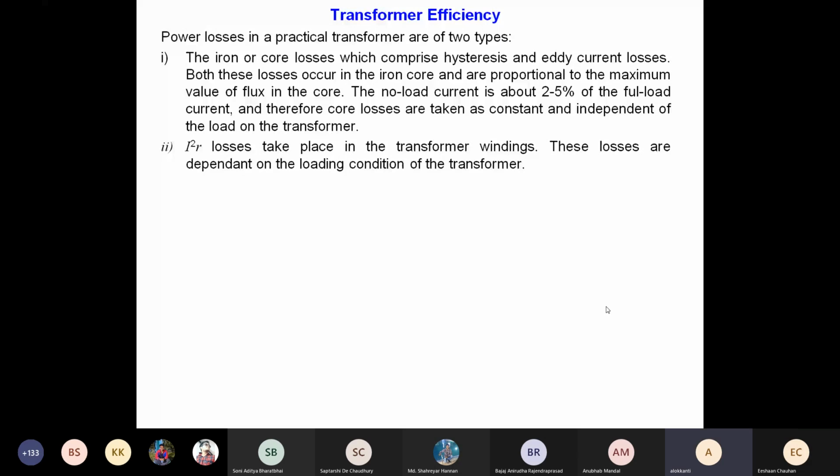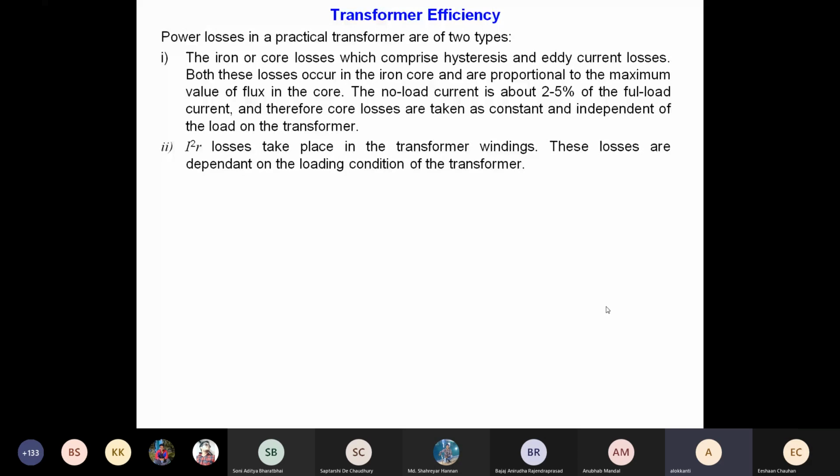But the I square R loss takes place in the transformer windings. I square R is the actual loss in the primary resistance as well as the secondary resistance. This loss depends upon the load on the transformer, that is, what current is actually flowing. If your current is less, this loss is less. If your current is more, this loss is more. So this loss is a function of the load current.